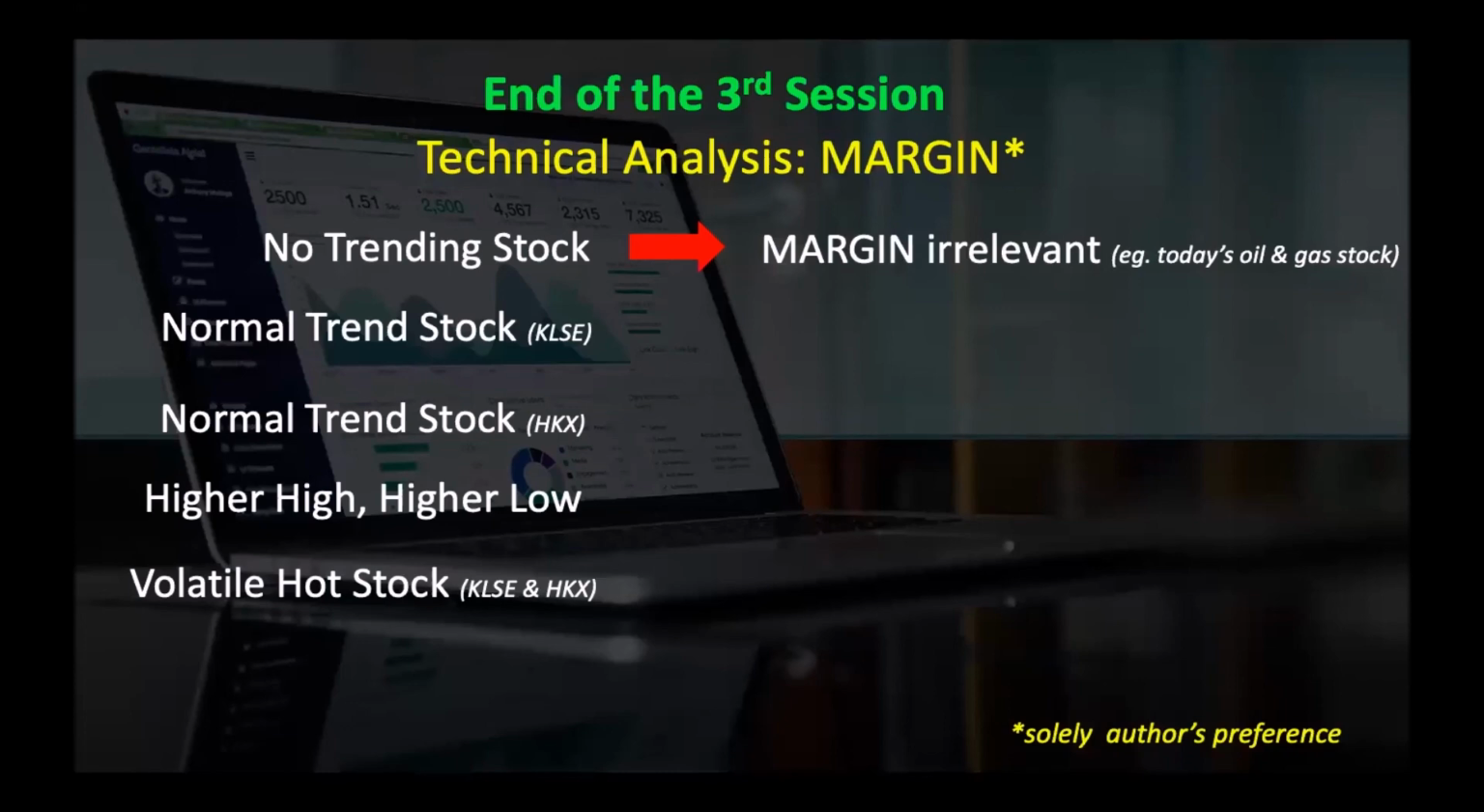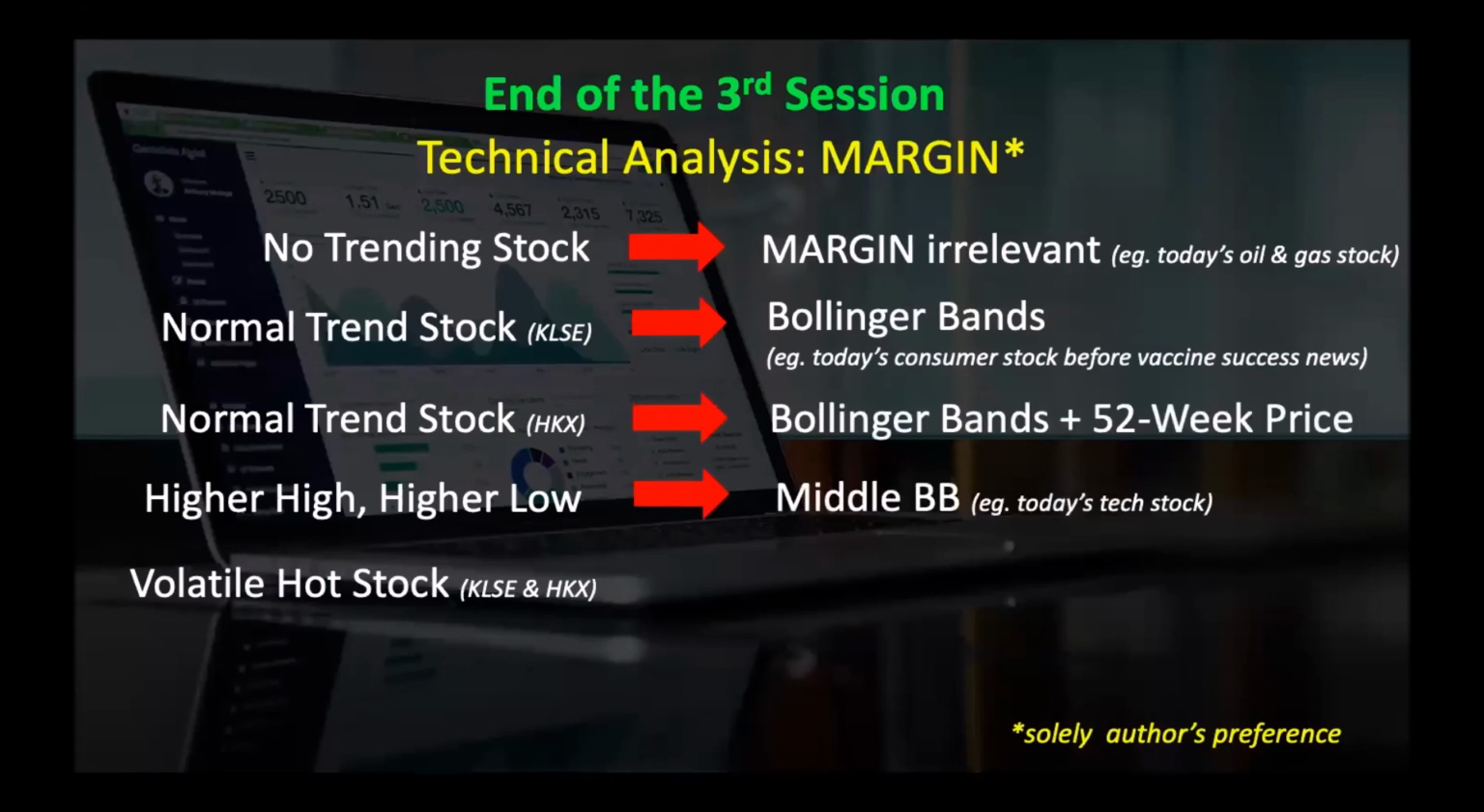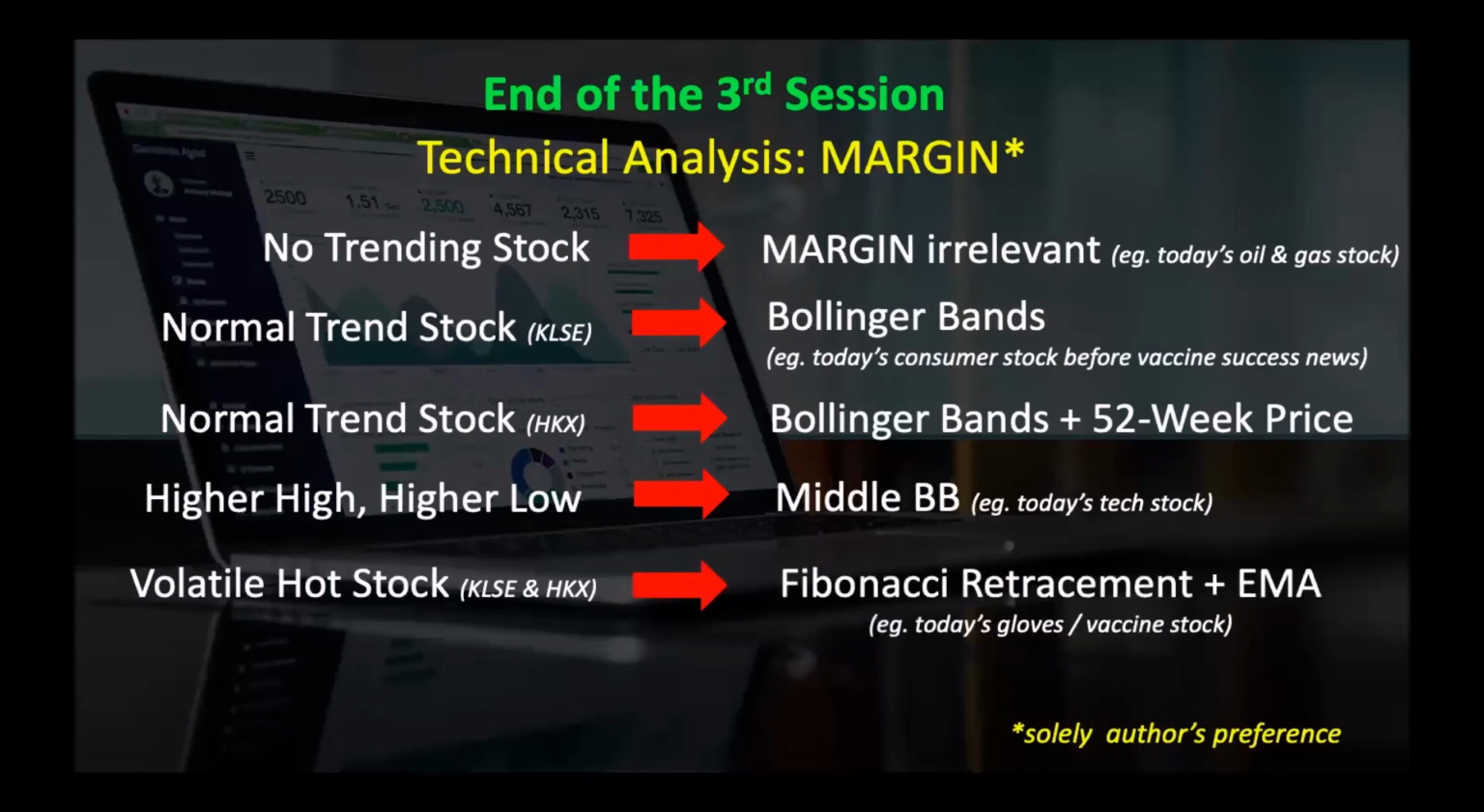For example, today's oil and gas stock. A normal trend stock, like today's consumer stock before the vaccine success news came out, we can use the Bollinger Band. For a normal stock in Hong Kong, Bollinger Band together with the 52-week price. If it is a stock like a tech stock, higher high and higher low, don't wait for the bottom BB, use the middle Bollinger Band as a guide. For a volatile high stock, a hot stock like gloves, Fibonacci retracement and EMA would be the preferred indicators.